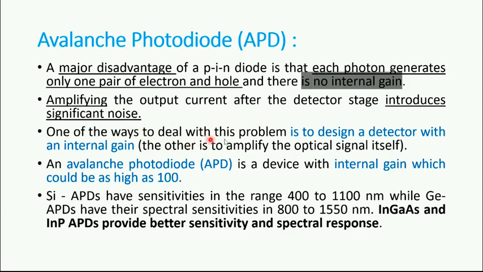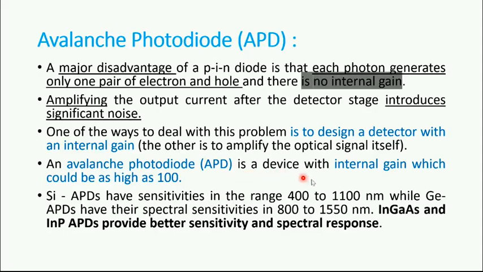So one way to deal with this problem is to design a detector with internal gain. If you have a detector with some gain inside, then that will be better, right? Because there is no need for an external amplifier. An external amplifier actually adds noise to the system. You studied this in communication theory. The amplifier is generating noise, right? Thermal noise, Johnson noise, all those noises are generated.